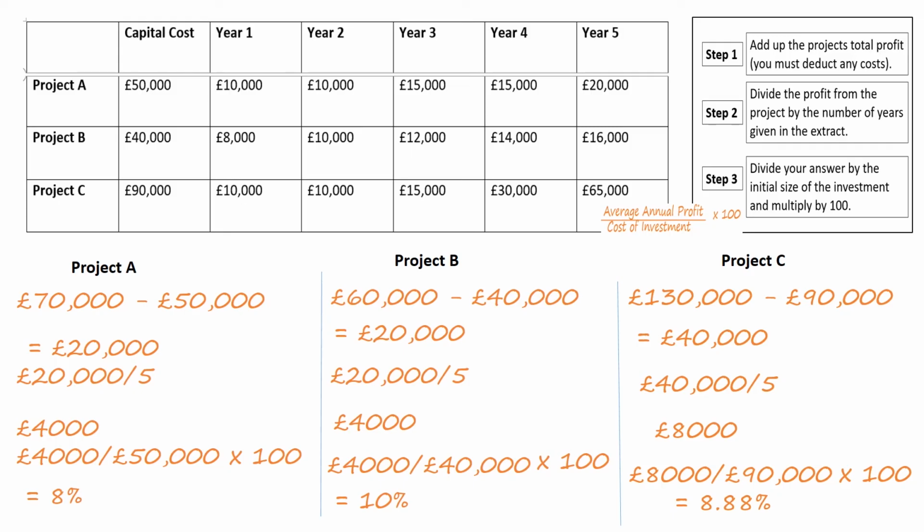8.88%. So out of all of these 3 projects, we can see that the highest is project B. So they get the highest return from project B. So that might be the one that they're going to go forward with.